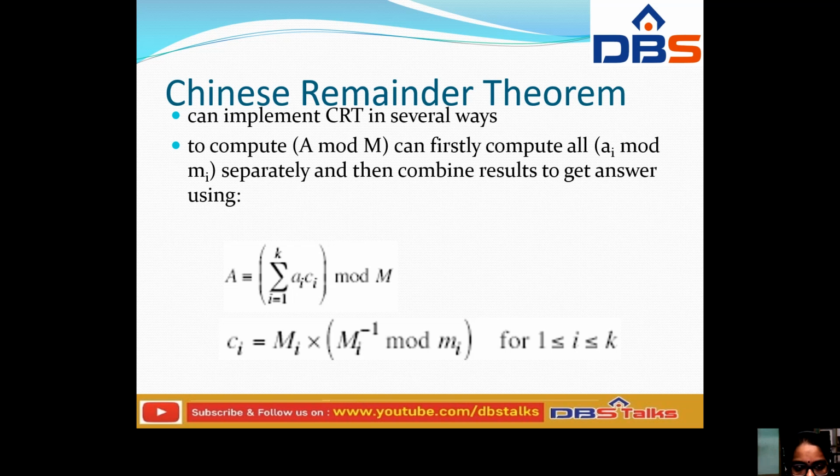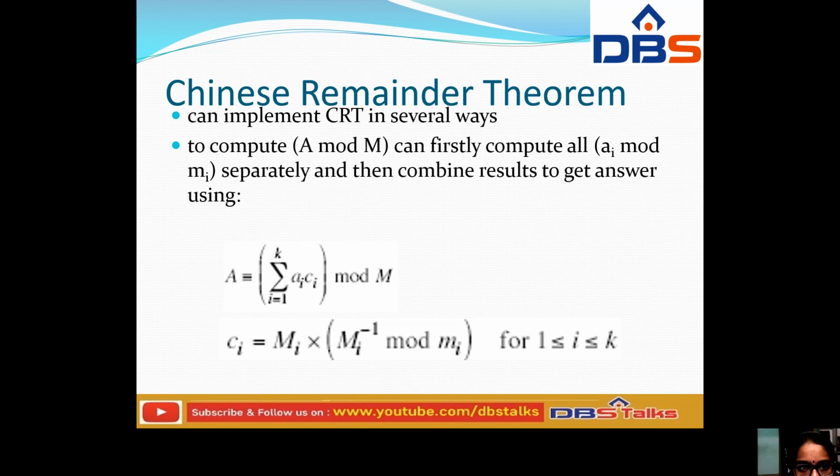For that you perform the modulus operation of M, where Ci is equal to Mi times Mi to the power minus 1 modulus mi, for 1 less than or equal to i less than or equal to k. This is how we perform the operation to compute A modulus M. First compute all Ai mod mi separately, and then combine all the results to get the answer using this formula.